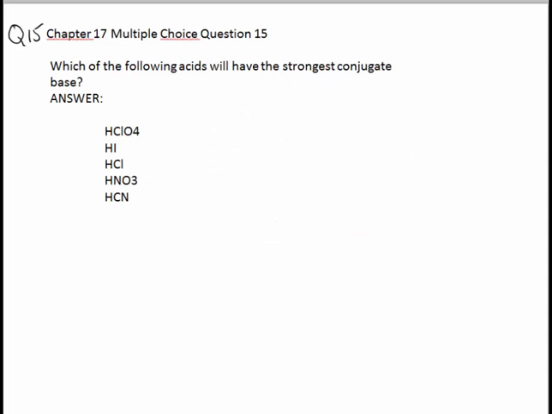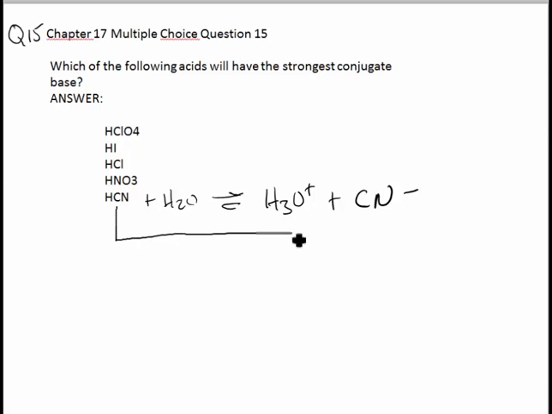Okay, question 15 is which of the following acids have the strongest conjugate base? So here's what we're talking about, is that in each of these cases, in the presence of water, they undergo possibly an equilibrium. So it's an acid, because it's going to form a conjugate base. So that means it's going to form H3O plus, and then leave behind CN minus. And then this, here's the acid. So that's the conjugate base.